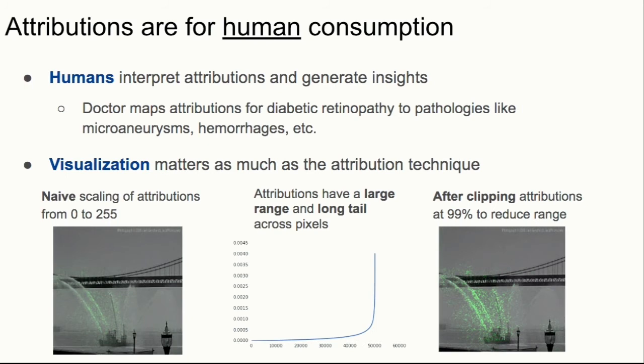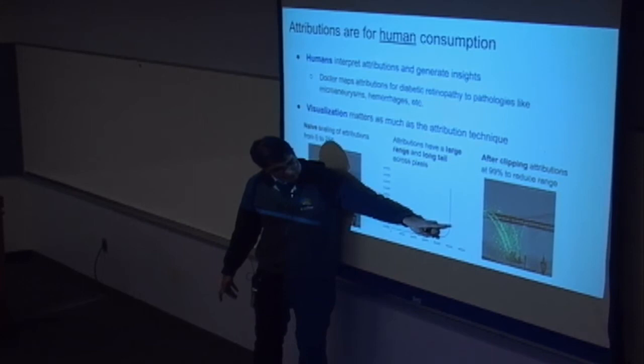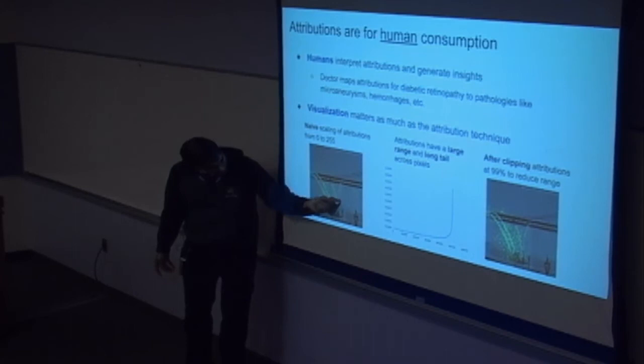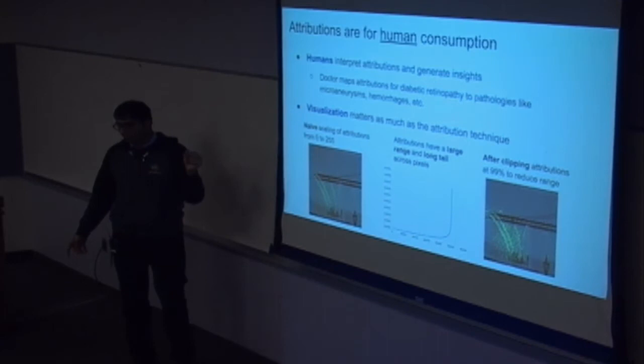So this is how the attributions look. There are 50,000 pixels. Some pixels have a very large attribution, and then there is the long tail. When we are visualizing, this point is called 256, but if this is called 256, then this will be something like 40. 40 and below is not visible to the human eye. It's all black. You see this image. Now, there are a bunch of points here that are actually green, but we can't see them. If I instead clip this to the 99th percentile, then I see a lot more pixels. All I'm saying is you have to be careful when visualizing that you're not hiding information.